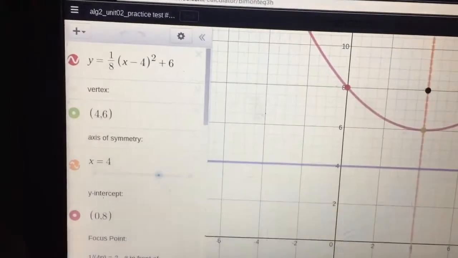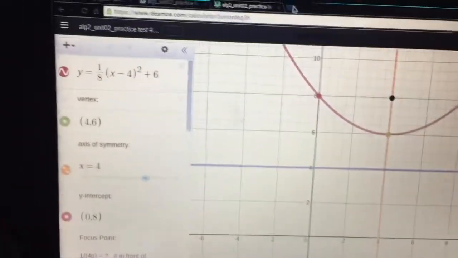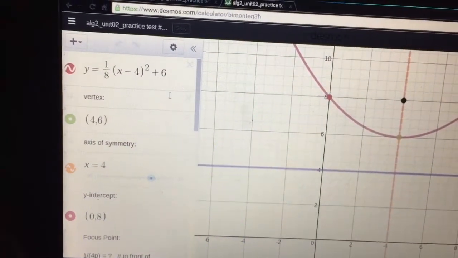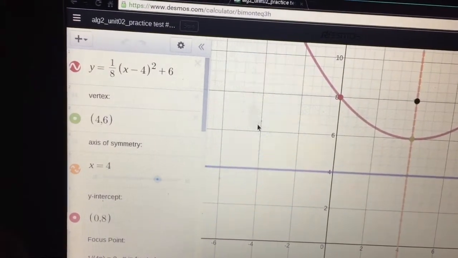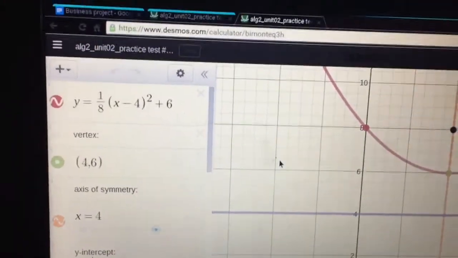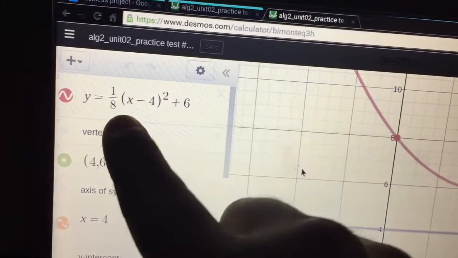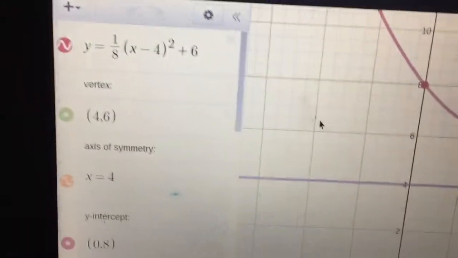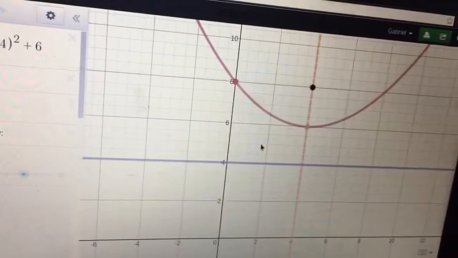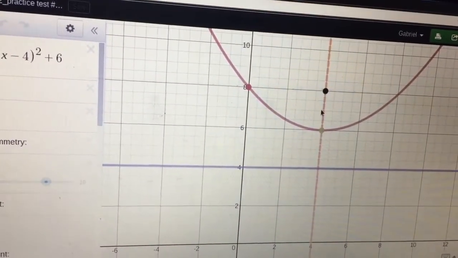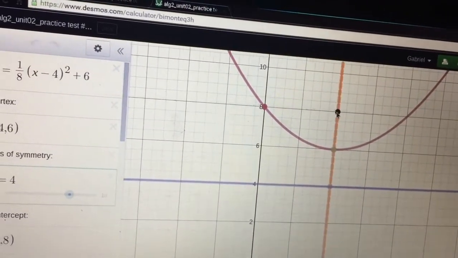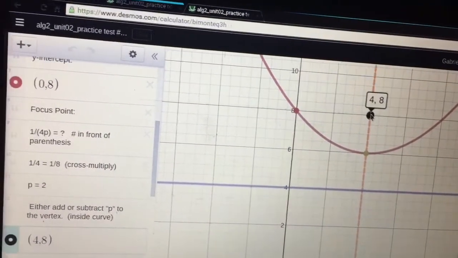So here we go. This is number 1 in our practice test. Pretty much what you do for this problem is, first off, this is our problem: y equals 1 over 8 times (x minus 4) to the power of 2 plus 6. What you're trying to find is exactly, like on a flashlight, where the light bulb would go.